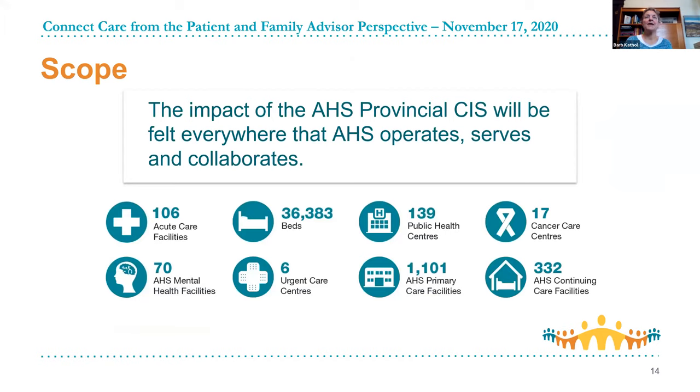So the scope of the implementation is broader than just AHS. It's where AHS operates and serves and collaborates. So we have many partner organizations, Care West, and Capital Care in Edmonton, Covenant Health, some of our lab partners, and other entities are already partnered with AHS, and we share their record of care. So in the end, it's AHS driven for sure, but with many, many key stakeholder partners. Next slide.